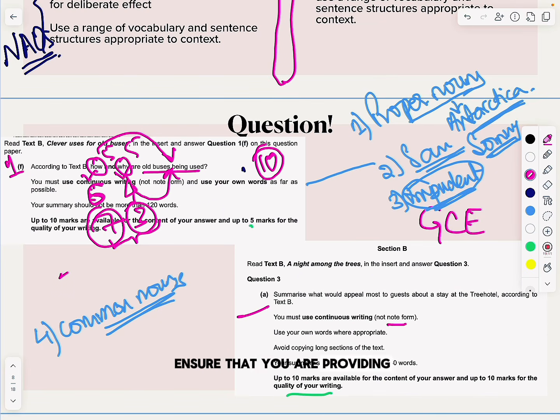So you need to ensure that you are providing, what are the two words that we're looking at? Sufficient evidence for all the questions that are being asked. Let's take a look, or that are being marked. Summarize what would appeal to guests about a stay at the Tree Hotel. So what would appeal? Anything that's appealing is anything that's attractive, anything that's going to lure the guests in.